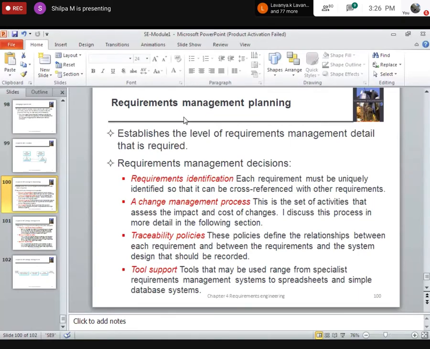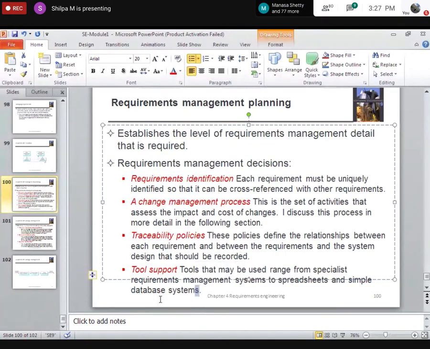So requirements management planning: identification, a change management process, traceability process. You need tool support also. Now, tool support in the sense simply documents, yes, those are there. Nowadays modern tools are available to manage the requirements. It is out of your scope, so I will not go into detail. They will automatically handle all your requirements. Those are available.